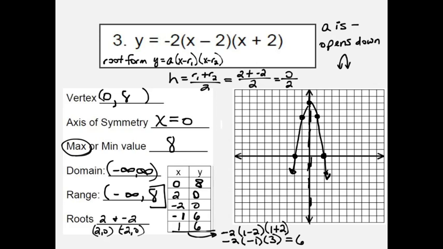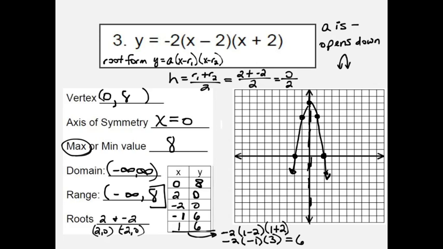Okay, so that is evaluating or analyzing a quadratic if we start with root form. So we've done all three. We've done standard form, root form, and vertex form.